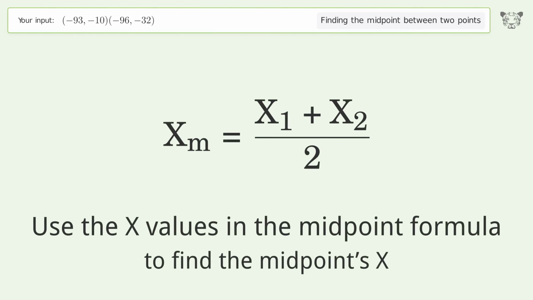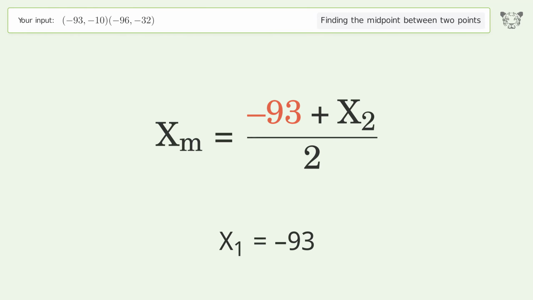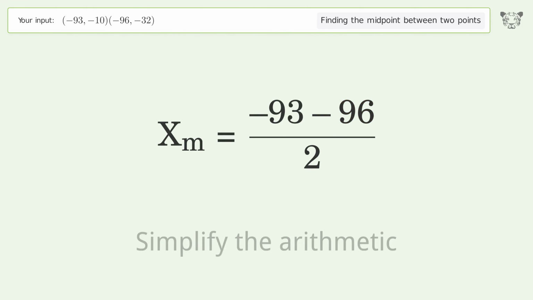Use the x values in the midpoint formula to find the midpoints x. x1 equals -93. x2 equals -96. Simplify the arithmetic.